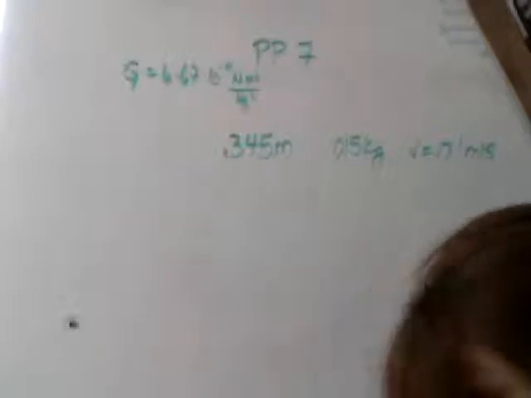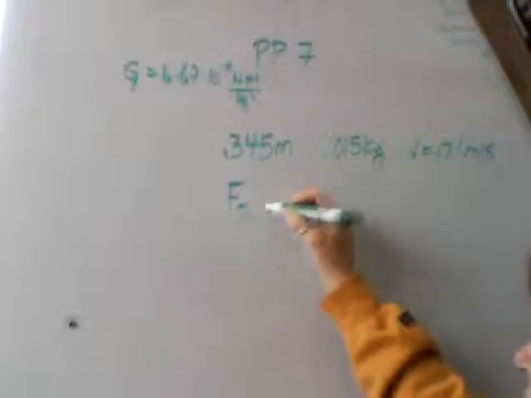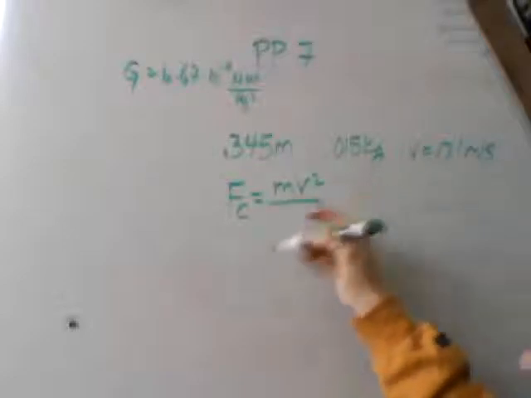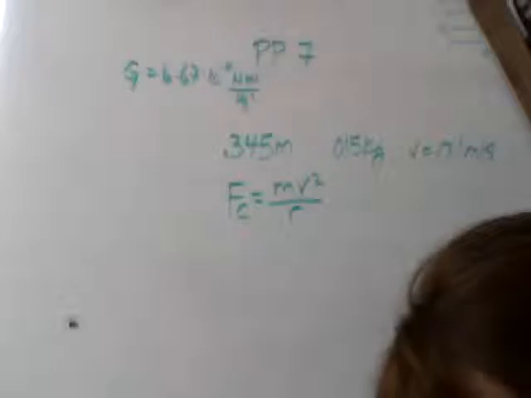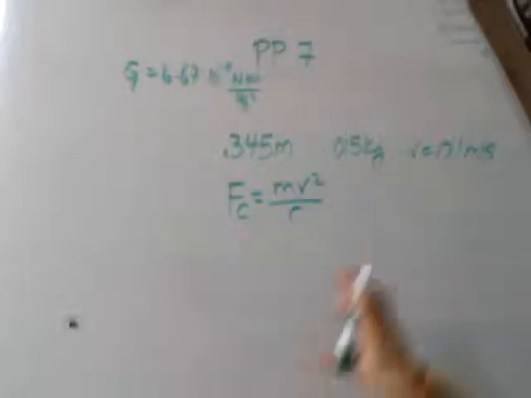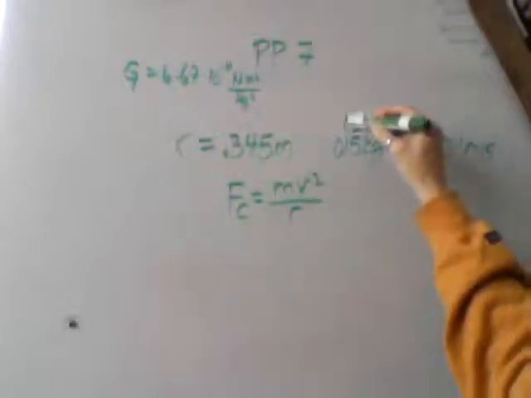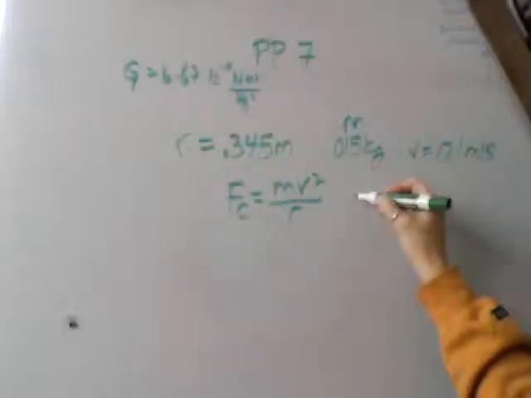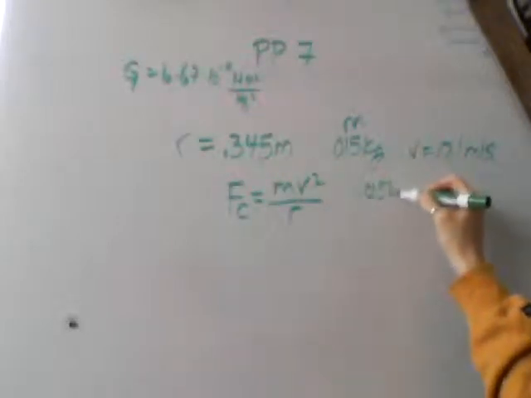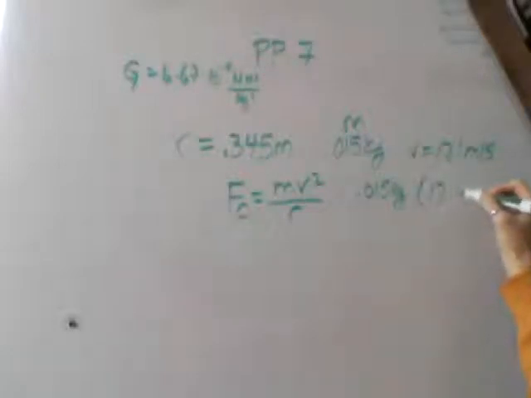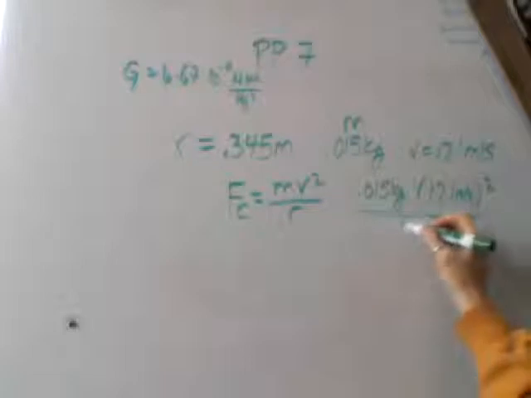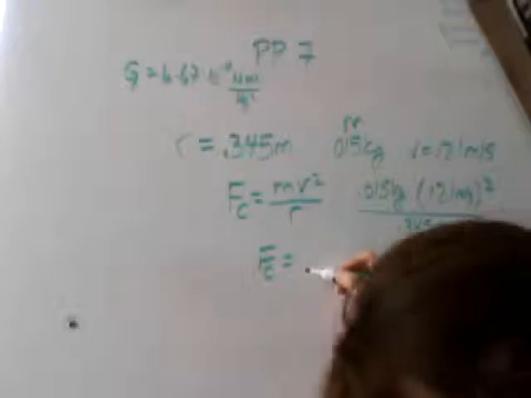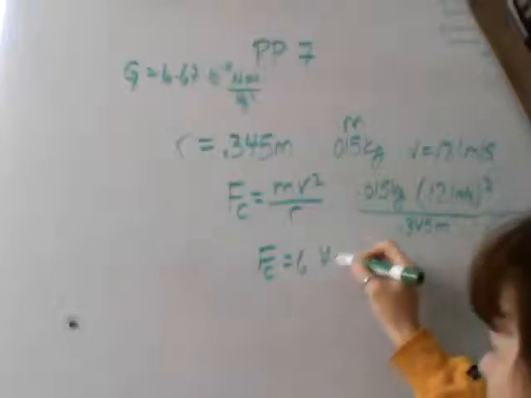So we know that the force of tension is the same thing as this force of centripetal motion, and we know the formula for that is centripetal force equals mass times velocity squared over the radius. And so we know the mass, we know the radius, and we know the velocity. So again, a straight plug and chug, as long as we've converted our units so that they are what we're looking for. And we find that the force will be equal to 6.4 newtons.